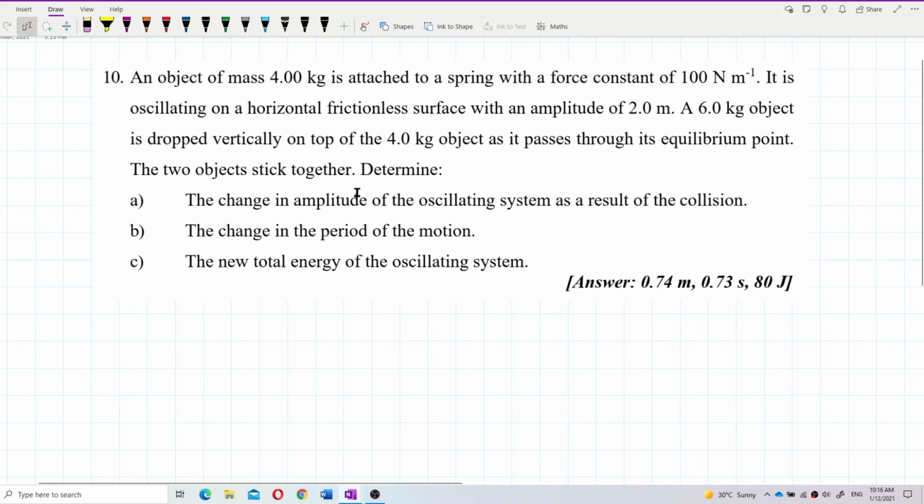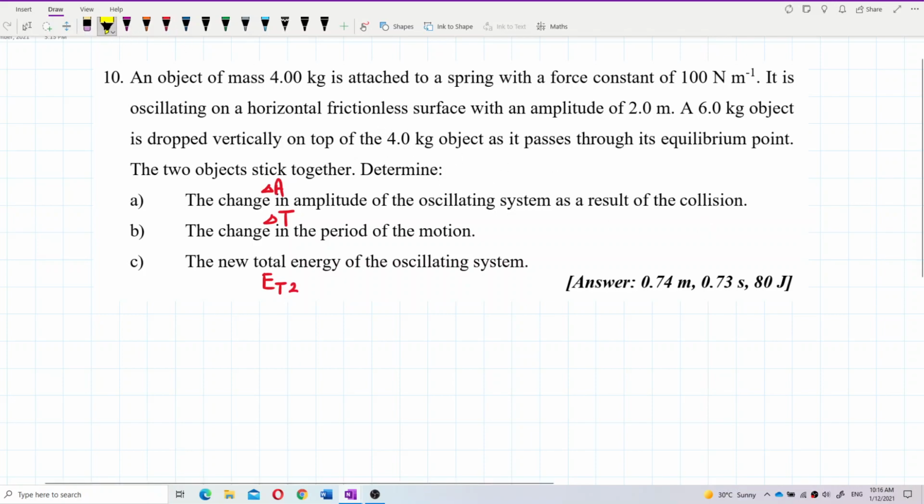Okay, determine A, the change in amplitude of the oscillating system as a result of the collision. B, the change in the period of the motion, and C, the new total energy of the oscillating system. So question A is asking for the change in amplitude, question B asks for the change in period, and question C asks for the new total energy of the system.